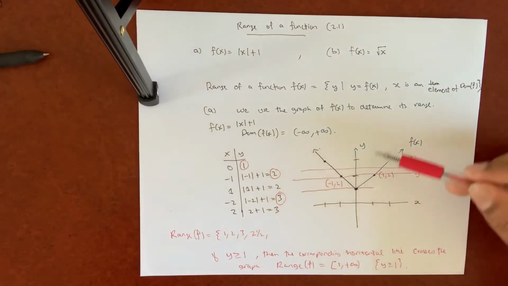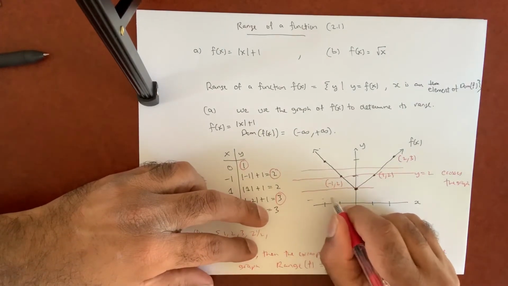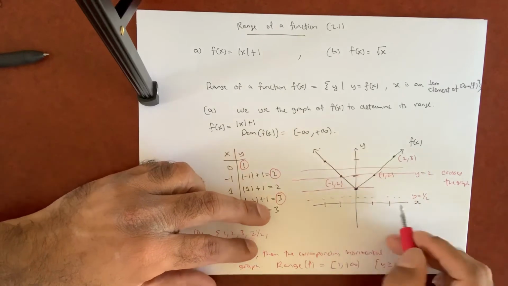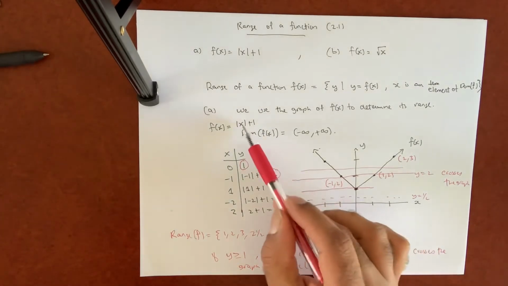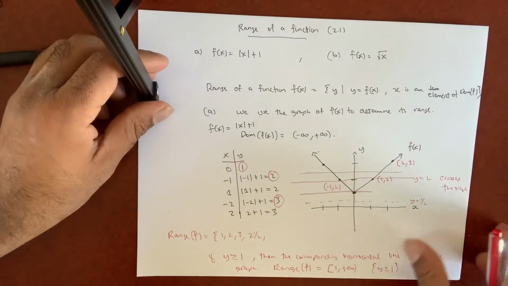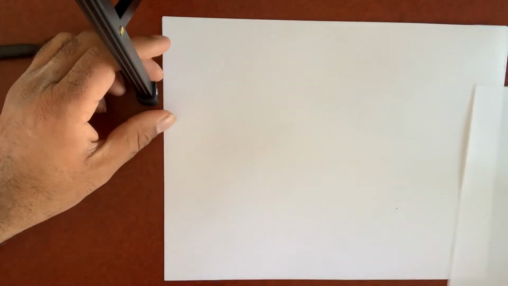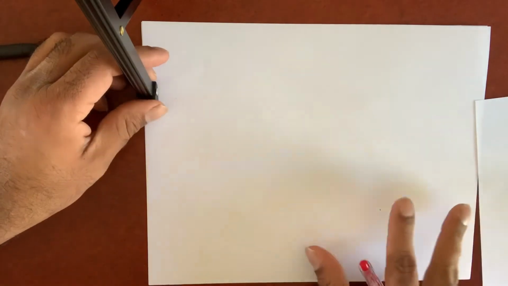It's because everything above 1 is hit, and everything below, if you say y equals a half here, that line doesn't cross the graph. So y equals a half would not be part of the range. There's no way to get a half out when you're taking the absolute value of x plus 1. So that's the range of this particular problem. Again, it's the y values that correspond to plugging in every x value.